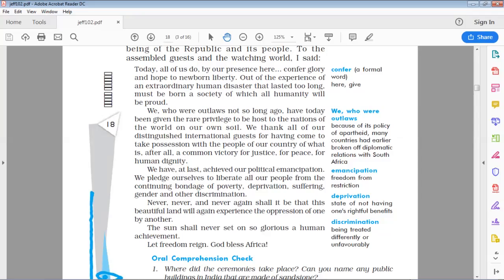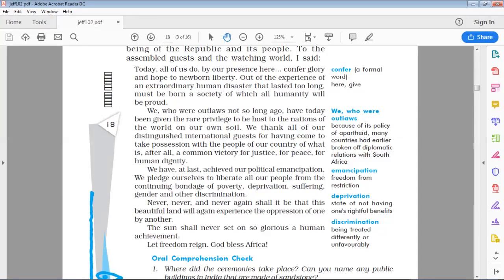Never, never, and never again shall it be that this beautiful land will again experience the oppression of one by another. And on this land, it will never ever happen again. No one will feel oppressed. They will not be suppressed by anyone. They can live their own life with happiness, with equality, with everything. Whatever they want to achieve, they can achieve in this country.